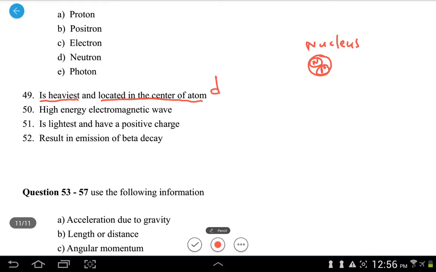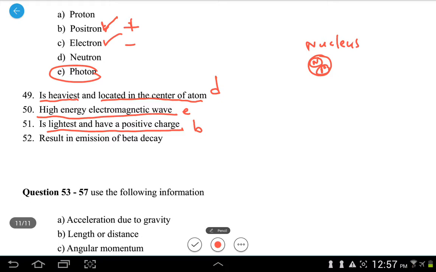Number 50, high energy electromagnetic wave. We know electromagnetic waves are vibration of photon. The answer is E. Number 51 is lighter and has a positive charge. Here you have electron and positron with a charge. Electron has a negative charge, positron has a positive charge. So I'm picking B.